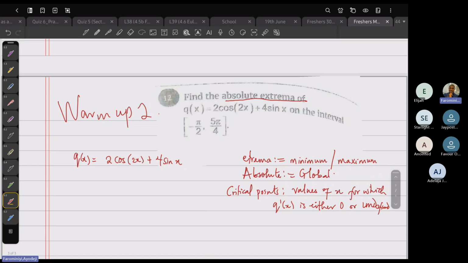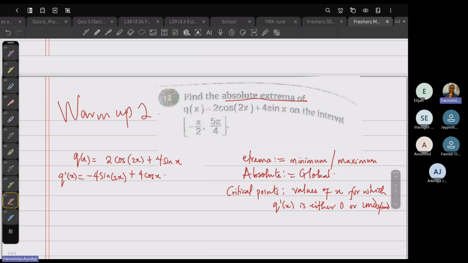So what is q prime of x here? Can somebody tell us what q prime of x is? Any volunteers? Minus 4 sine 2x plus 4 cos x. Thank you. Minus 4 sine 2x plus 4 cos x. This is the easy part.